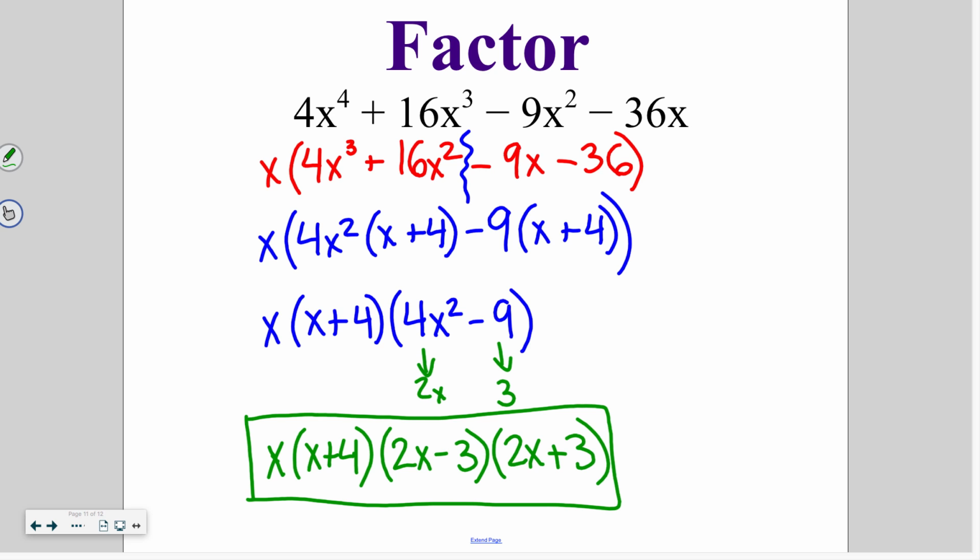So we used 3 different techniques. First we took out the GCF, then we factored by grouping, then we used difference of squares.